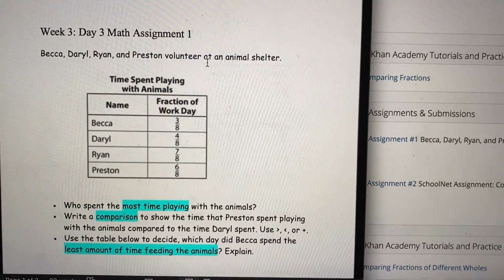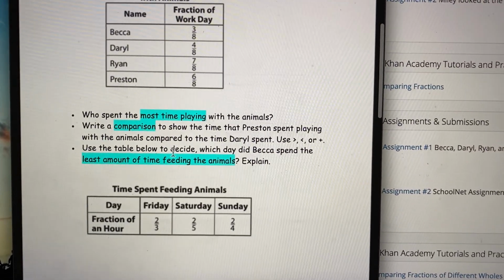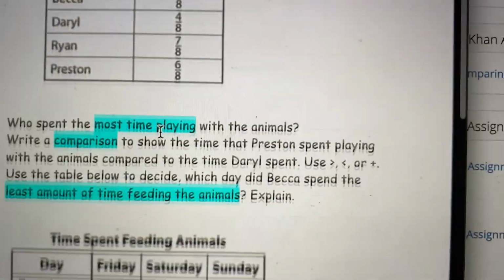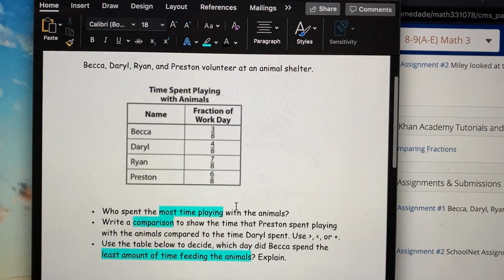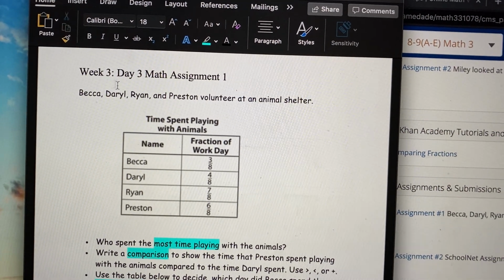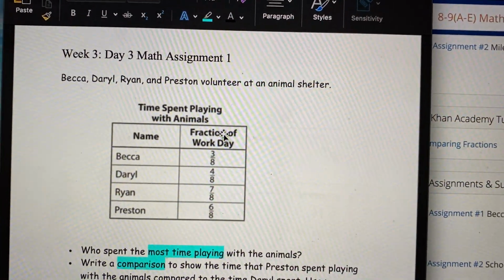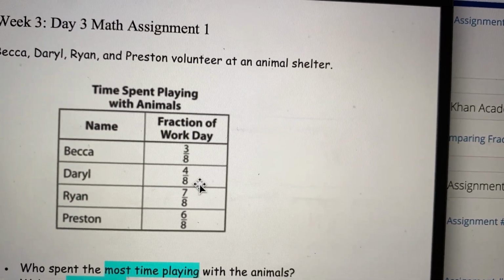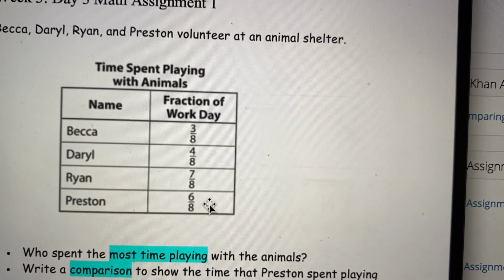So let's see, right off the bat, you see here that there are 2 charts. We have here time spent playing. This is playing. And the chart here says time spent feeding. So there's 2 different things. So right off the bat, we have 4 people. Becca, Daryl, Ryan, and Preston volunteer at an animal shelter. Fraction of the work day. 3/8 Becca worked, Daryl worked 4/8, Ryan worked 7/8, and Preston worked 6/8.